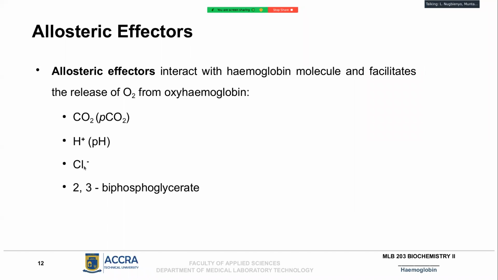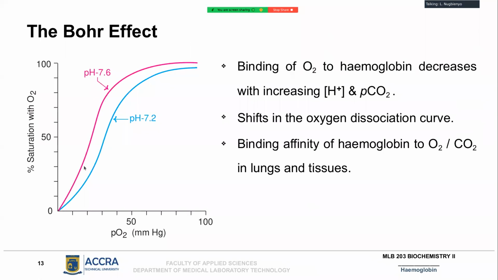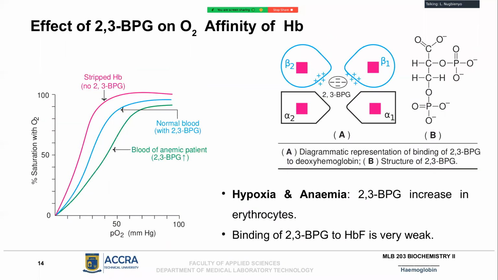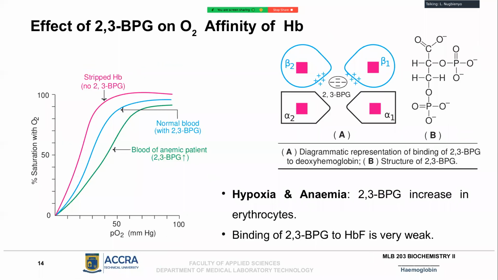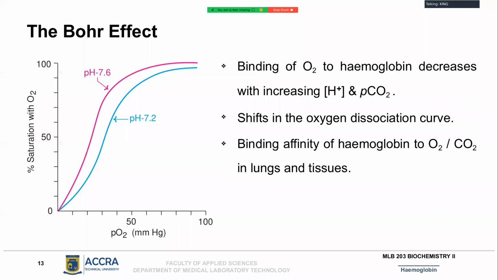Okay. So we go further. I think we'll come to the last one, which is the 2,3-bisphosphoglycerate. We'll come to the effect of the 2,3-bisphosphoglycerate on the affinity of hemoglobin over here. So let's keep that and we'll come to it here.